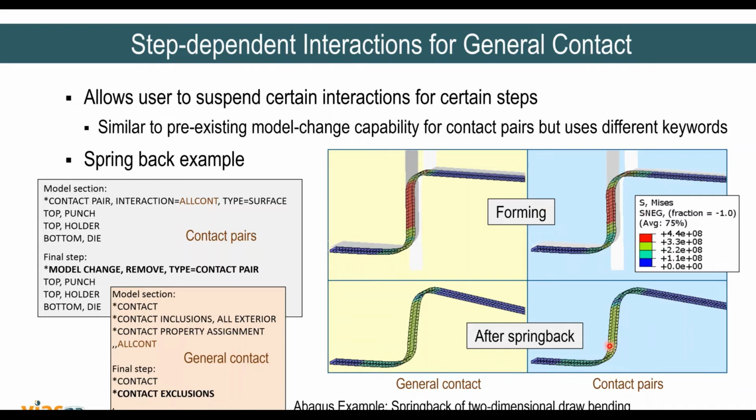So here is a simple example, a forming analysis. You have the punch, you have the part, and it comes into contact, and later on you want to do the springback analysis, so you want to remove the contact, and that's what you can do with general contact now.